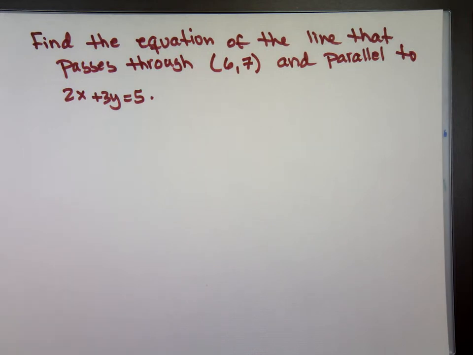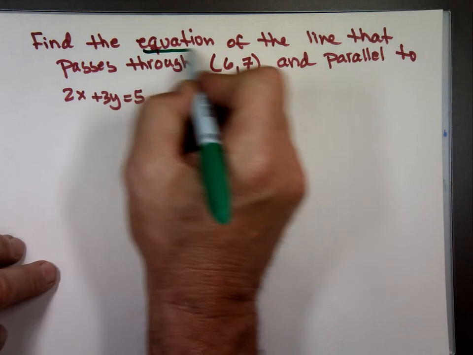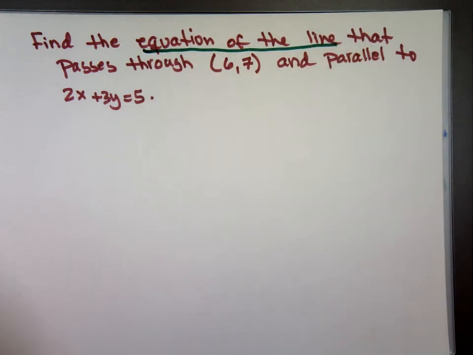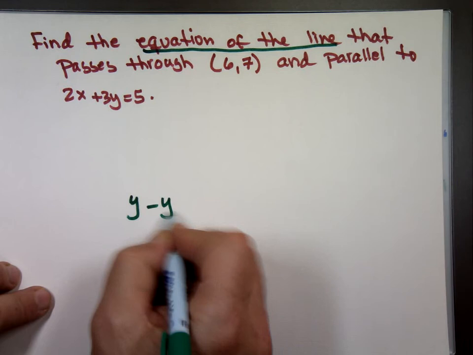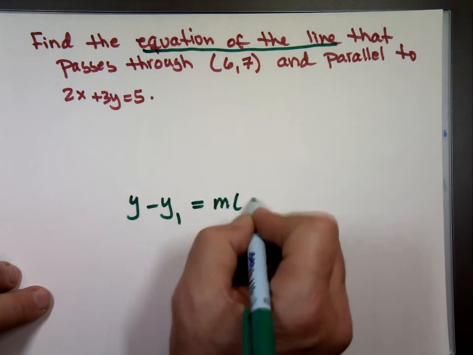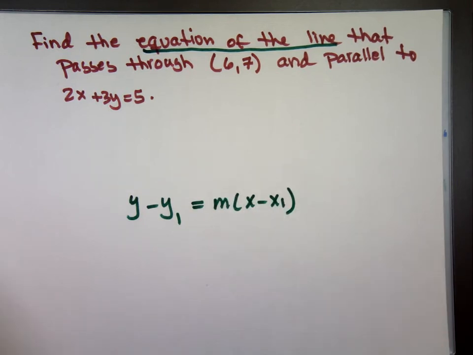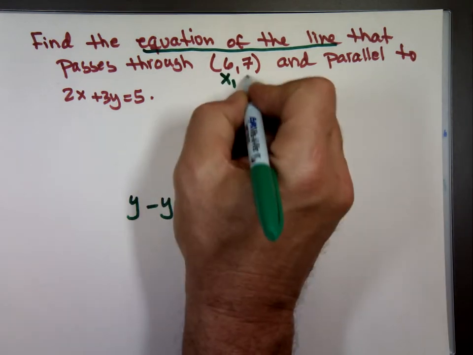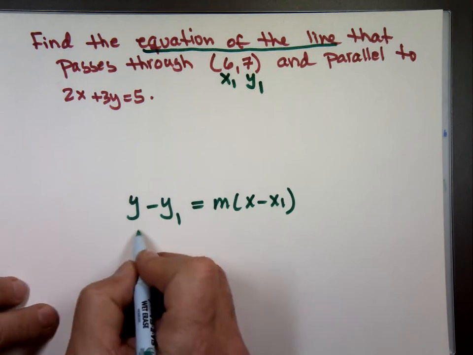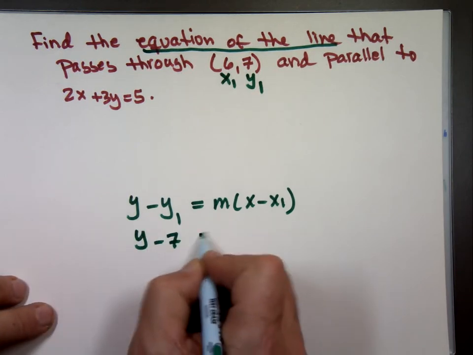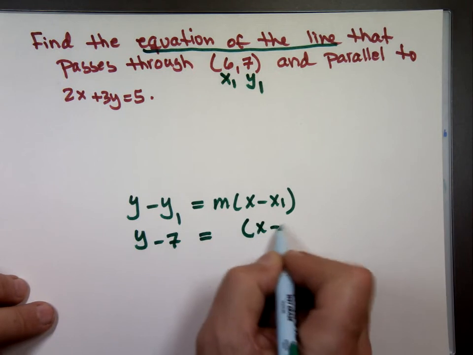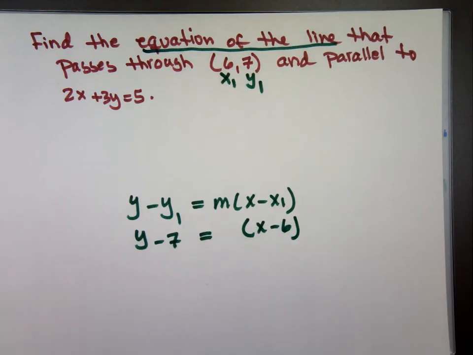Find the equation again. Ding, ding, ding, ding, ding. A bell goes on in my head. I got to use y minus y1 equals m times x minus x1. Do I have a point? Yes. That's my x sub 1. That's my y sub 1. Y minus 7 equals, I don't know what m is, times x minus 6. I don't have m.